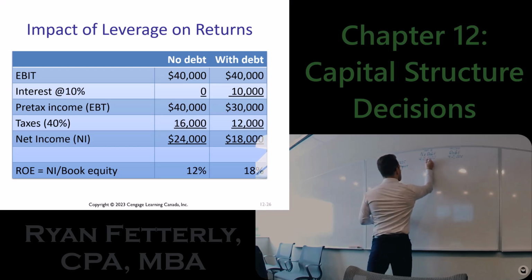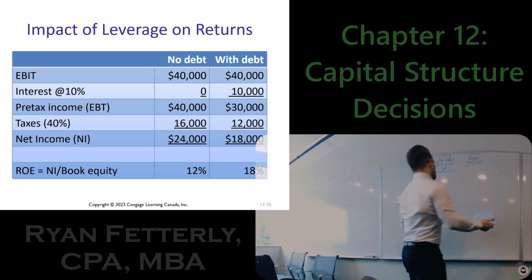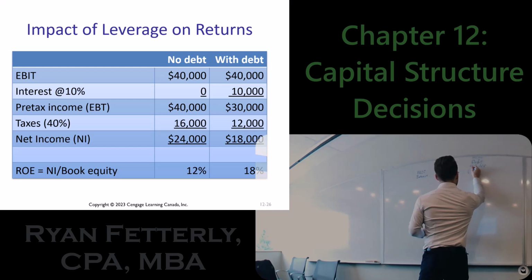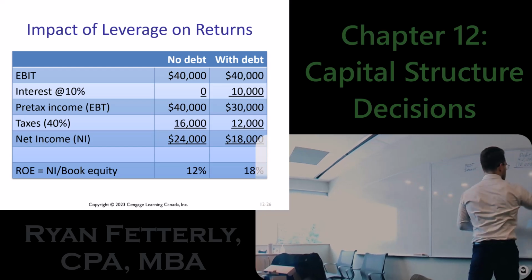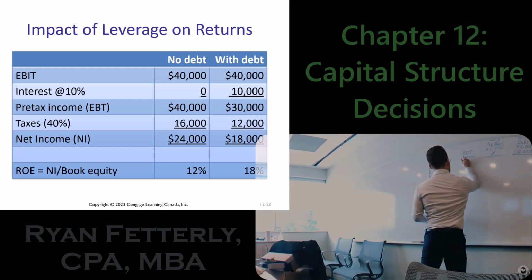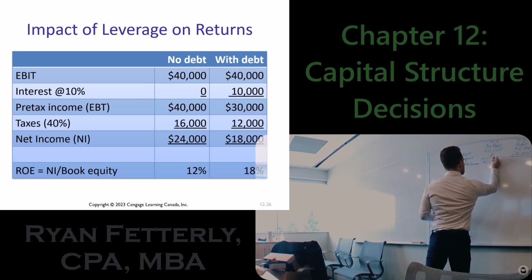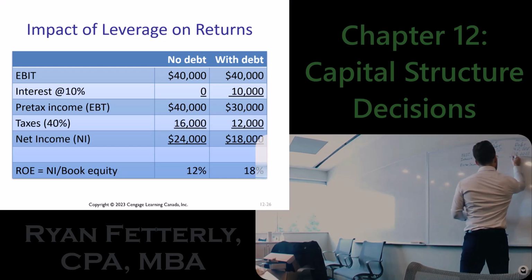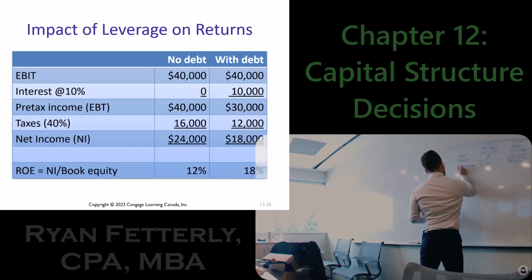So, in this case, there's no interest when you have no debt, because you don't have to pay any interest, right? But in this case, we would deduct $10,000, right? So I believe there's $100,000 in debt, so therefore the rate of this debt is 10%. So your pre-tax income for this company is $40,000, but pre-tax income for this company is going to be $30,000.